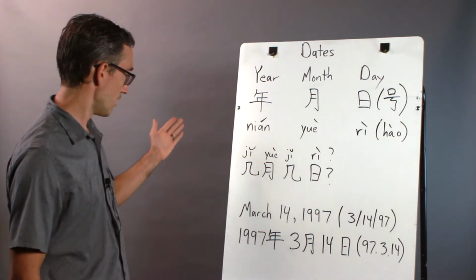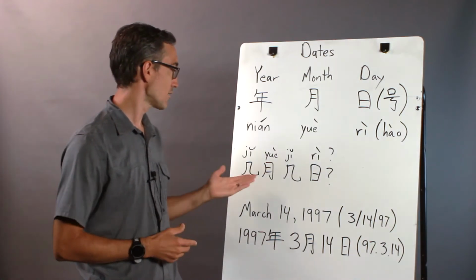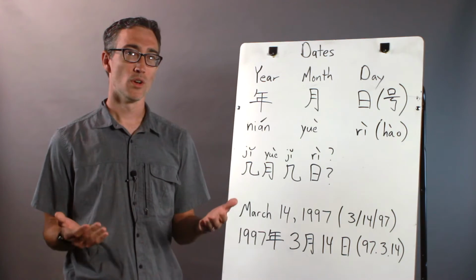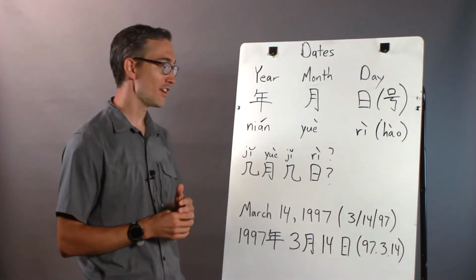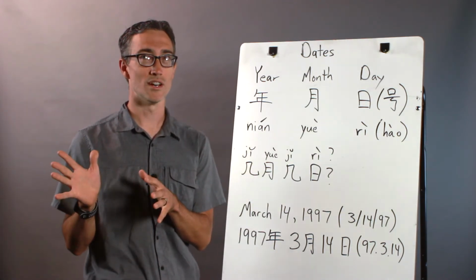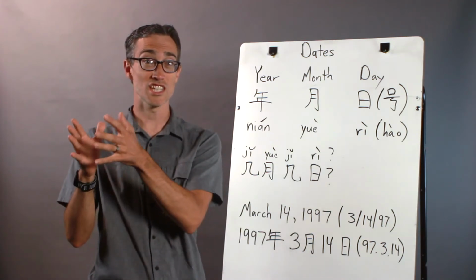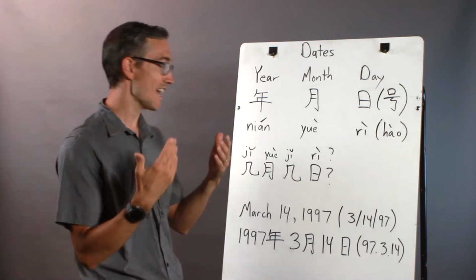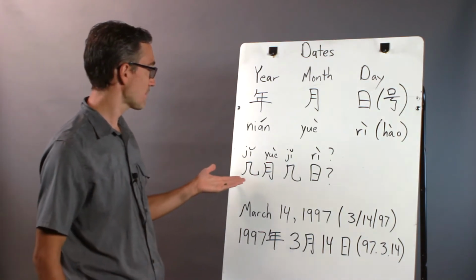And so, how do we ask? Next, I want to teach you how do you ask what date is something going to happen. And it's very simple again, very similar to days of the week. When you say 星期几, meaning week, how many, that's how you ask, because the answer is a number, the same concept here.